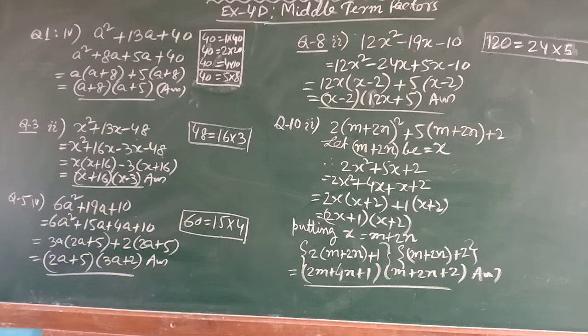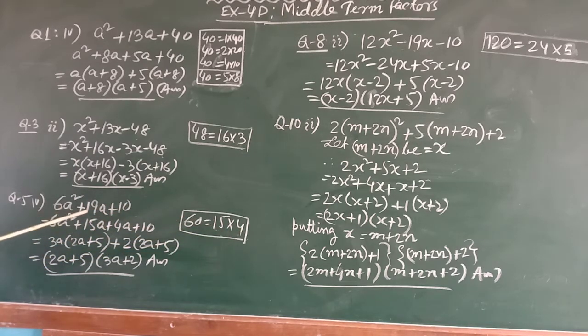30 and 2, if you do addition or subtraction, it will not come to 19. 60 can also be 3 into 20. 3 and 20, if you do addition or subtraction, you will not get 19. But when you are factorizing 60 as 15 into 4, that time the addition of 15 and 4 will come to 19. That is what we are doing.